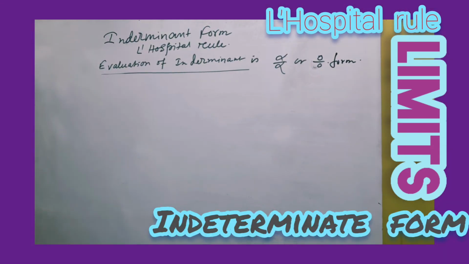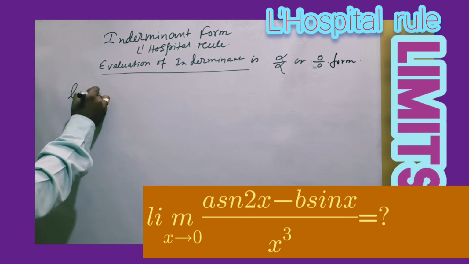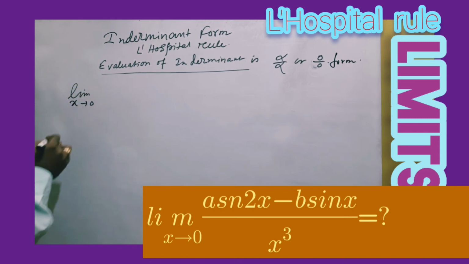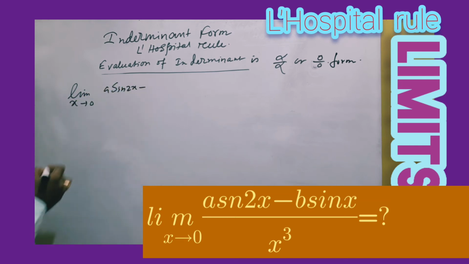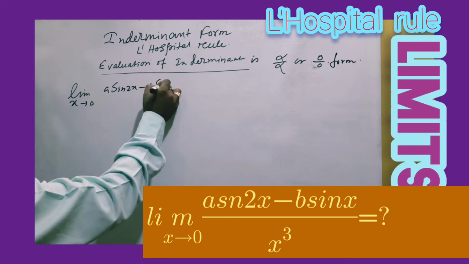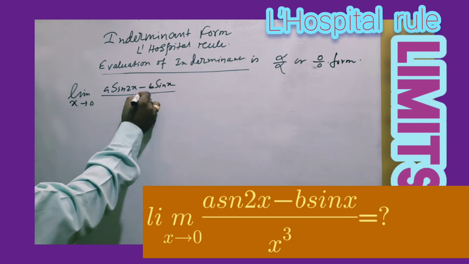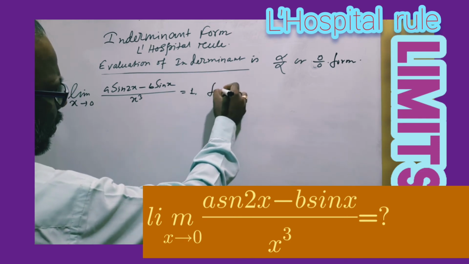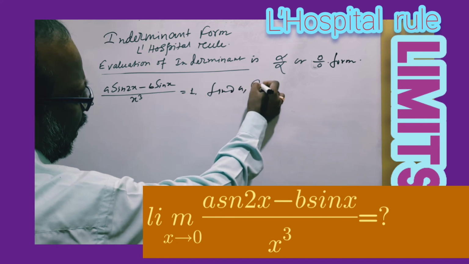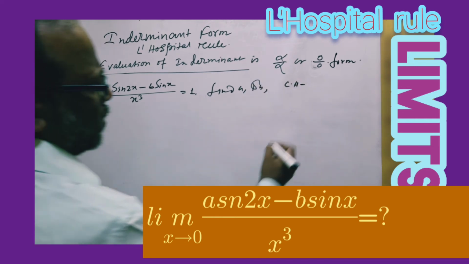So next problem. Limit x tends to 0 of (a sin twice x minus b sin x) divided by x cube, and that is equal to 1. Find a and b. This is CH 1996.